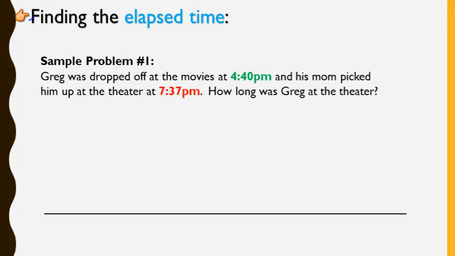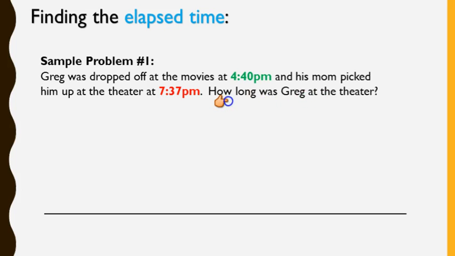So in this problem, the elapsed time is missing. It says, Greg was dropped off at the movies at 4:40 p.m. and his mom picked him up at the theater at 7:37 p.m. How long was Greg at the theater? So this is asking the elapsed time. How long was he gone?